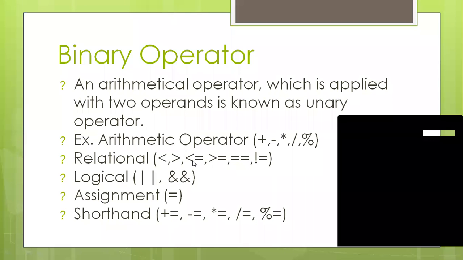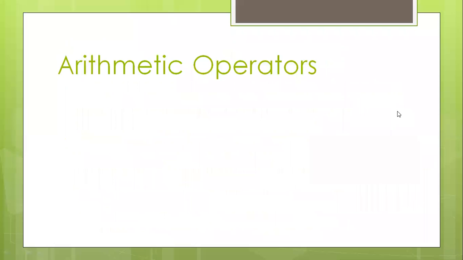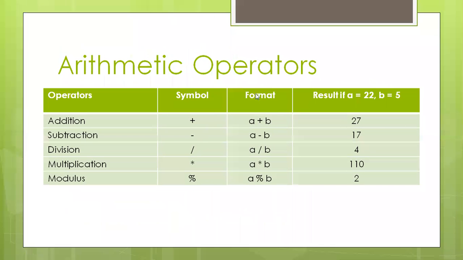Arithmetic operators, as you know already, are used to perform calculations. They apply mathematical operations on the operands. If you are using plus, it will perform addition; minus will perform subtraction. See the addition a plus b. I have given the example: a equals 22, b equals 5. So 22 plus 5 will give you 27, right? So a plus b, a minus b, a multiplied by b.